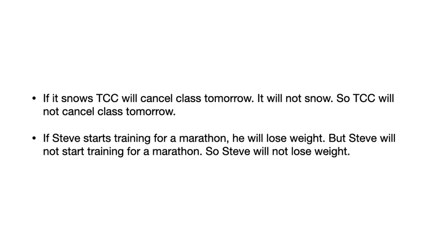So here is an example of denying the antecedent. If it snows, TCC will cancel class tomorrow. It will not snow, so TCC will not cancel class tomorrow. Now imagine that we are in, I forget what hurricane season is. My wife is very afraid of hurricanes. She always remembers. I think it's August to October. Let's say it's September. And there's a hurricane headed up the coast.